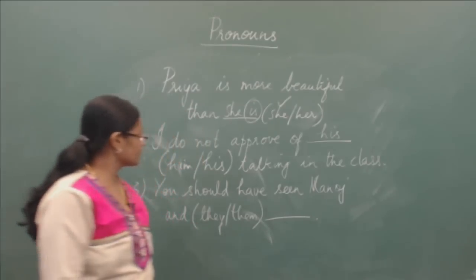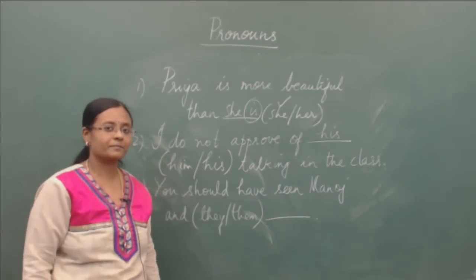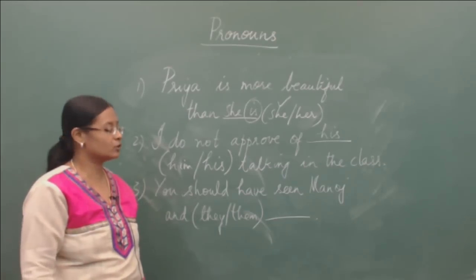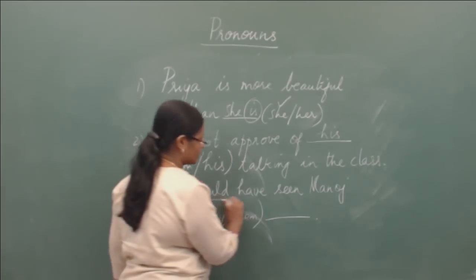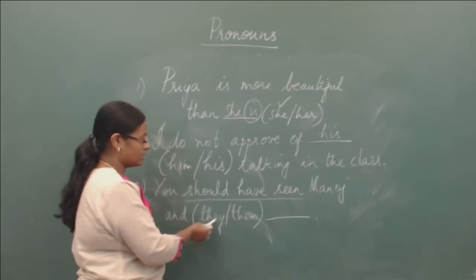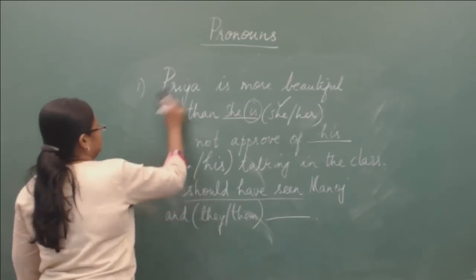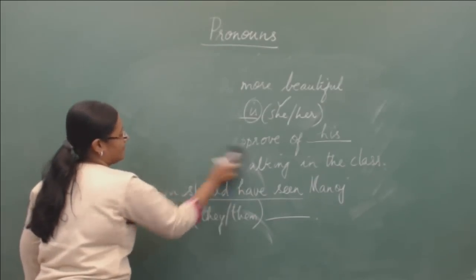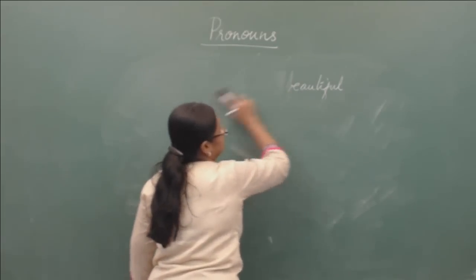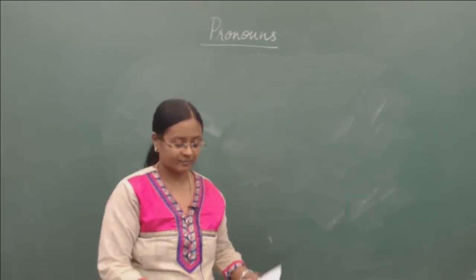Okay, the last one. You should have seen Manoj and, that's very obvious, the easiest of all. You should just find out, yes, them, because it is the object of the verb should have seen. So when it is the object of the verb, it is them. When it is the subject of the verb, it is they. Okay. Do we have any questions? Okay.